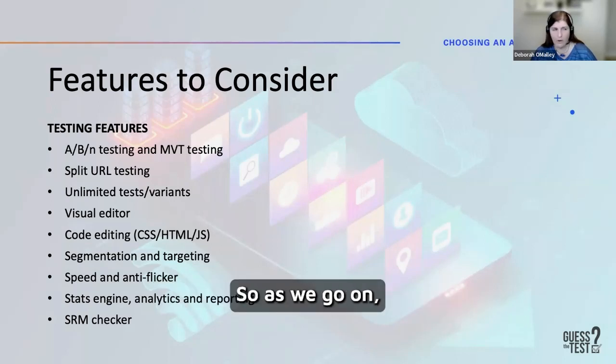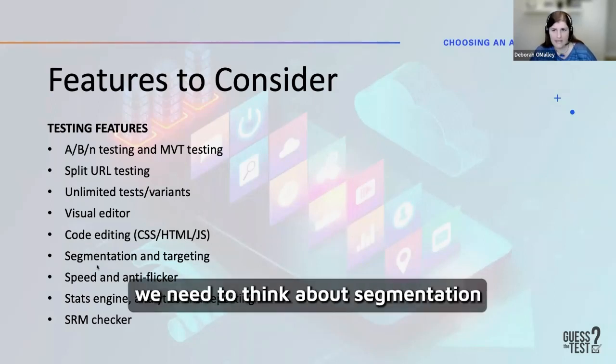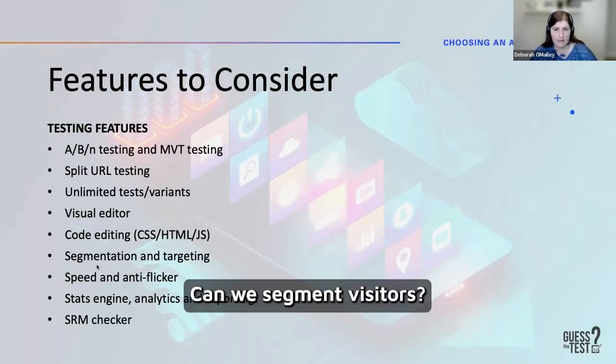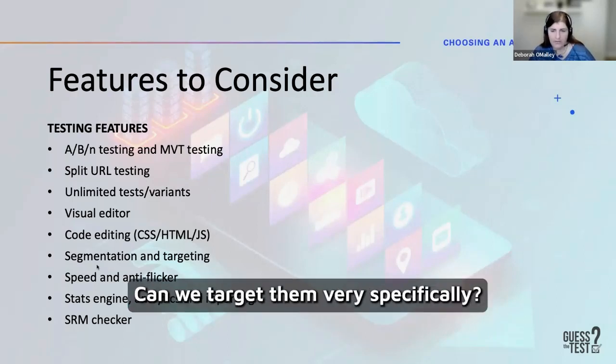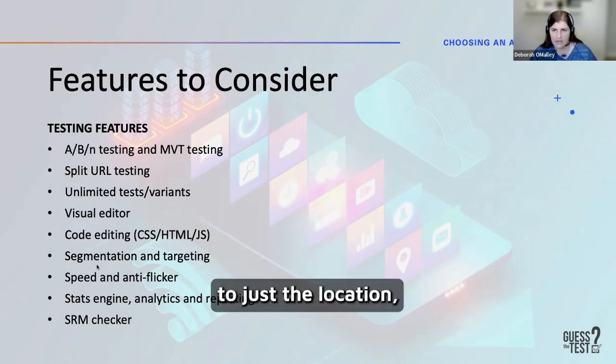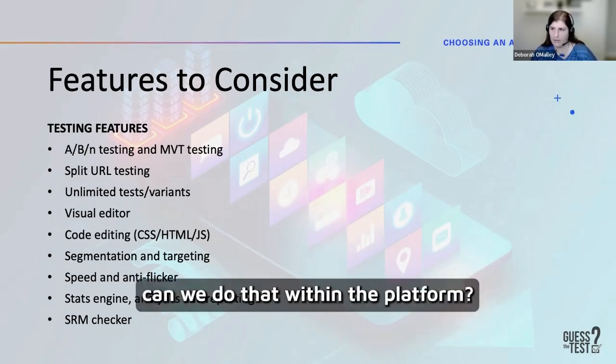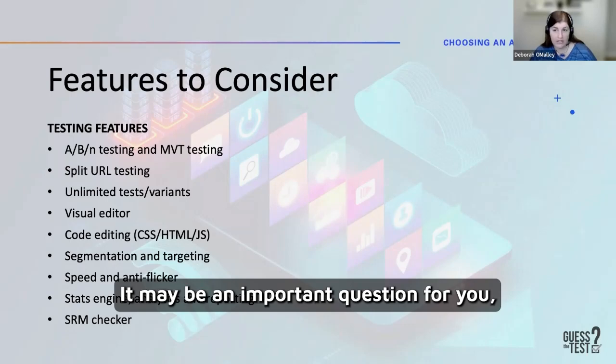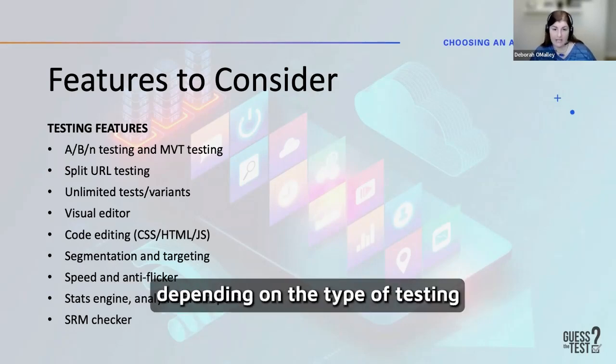So as we go on, we need to think about segmentation and targeting. Can we segment visitors? Can we target them very specifically? If we want to look just at traffic types or just at location, can we do that within the platform? It may be an important question for you depending on the type of testing that you're doing.